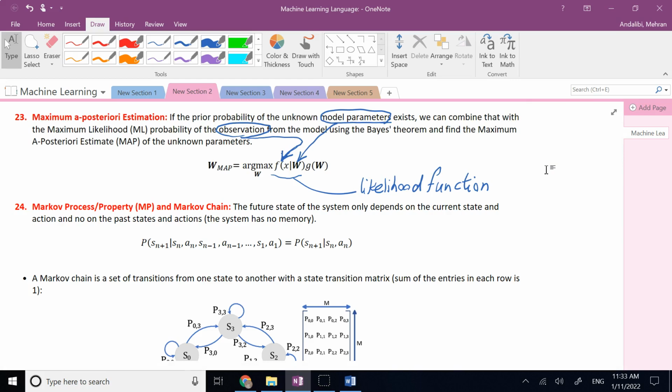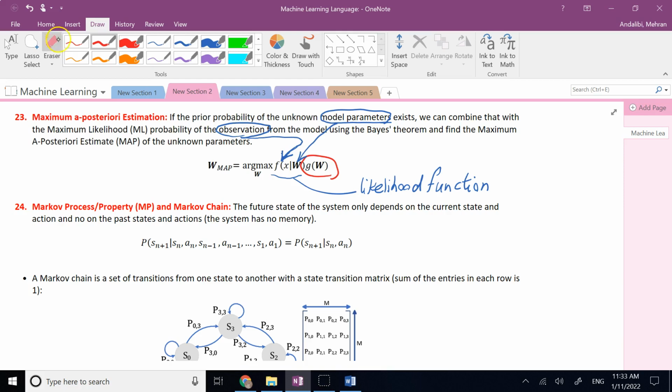But what is the maximum a posteriori? What does it add? The only thing that it adds is this guy, g of w. And what is g of w? That's the general probability of that parameter model.